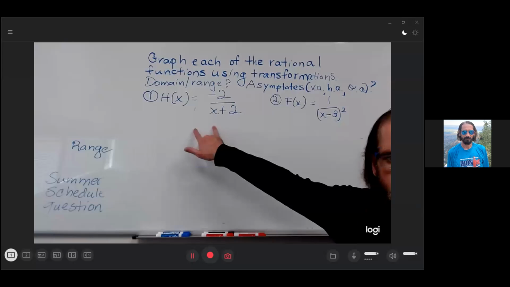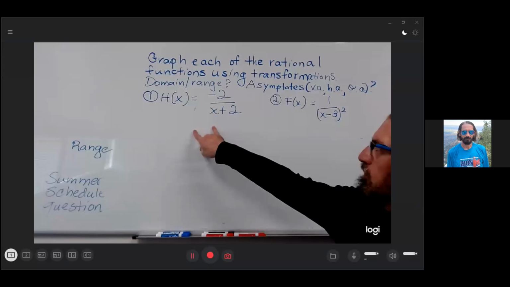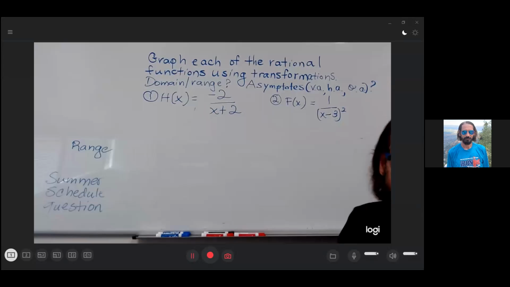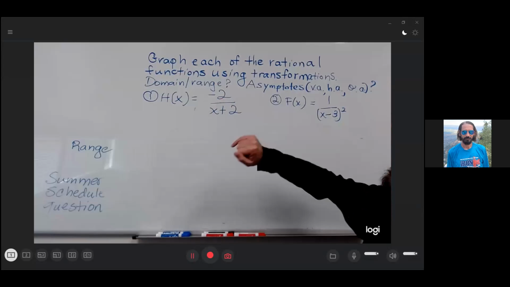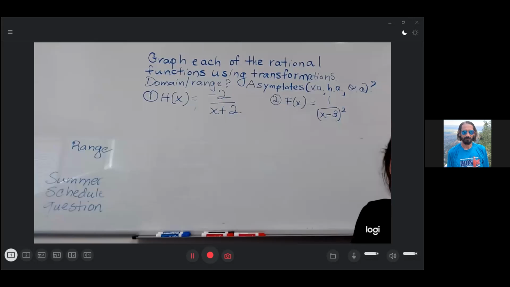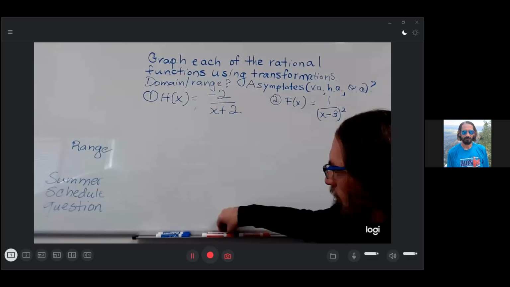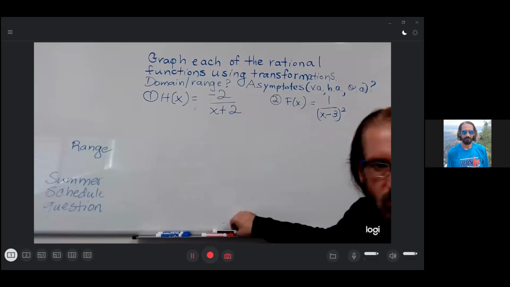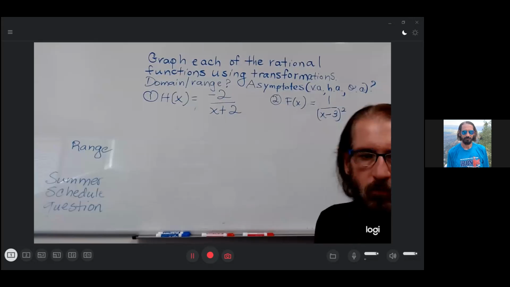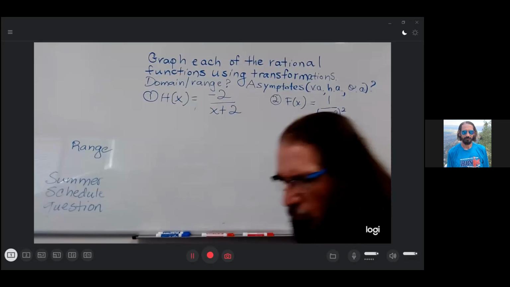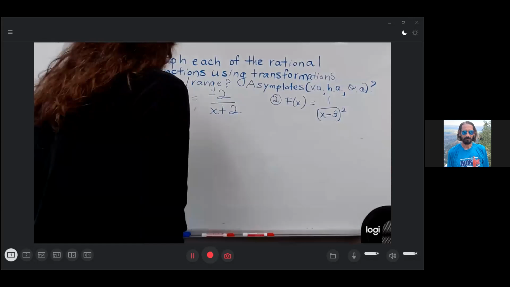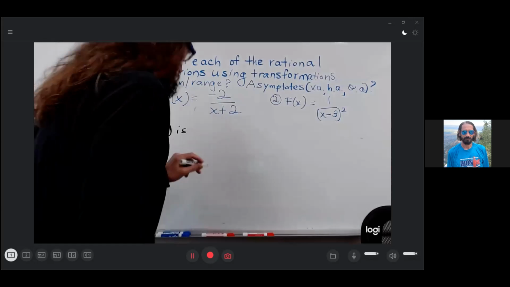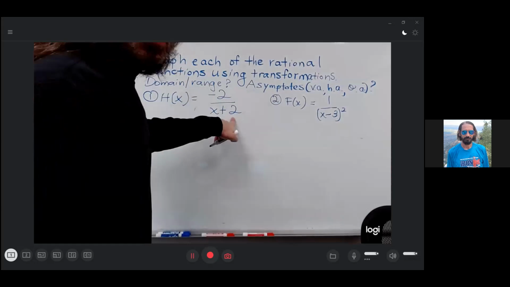So first we're going to graph h of x equals -2 over all of x plus 2. And along the way, either as we're going or by looking at things at the end, we're going to talk about the domain and range, and then any asymptotes that we might have. So first of all, h of x is a transformation of the reciprocal function 1 over x. First, we're going to shift left 2.